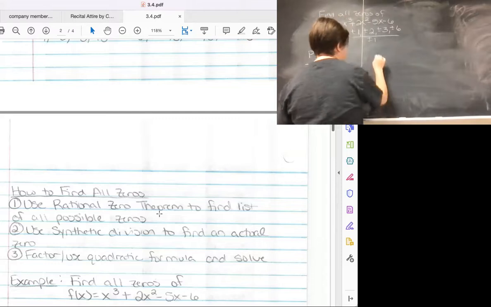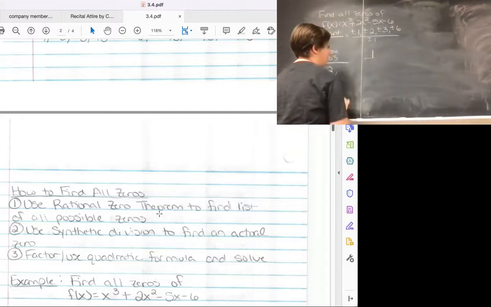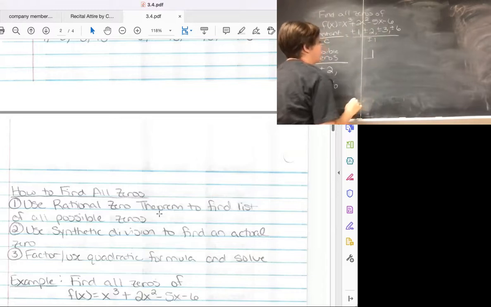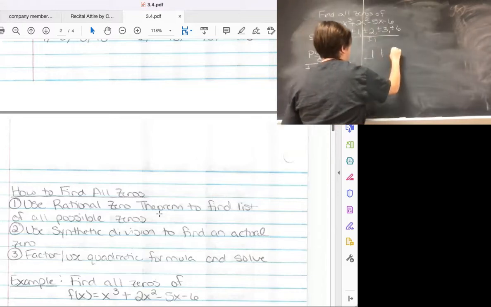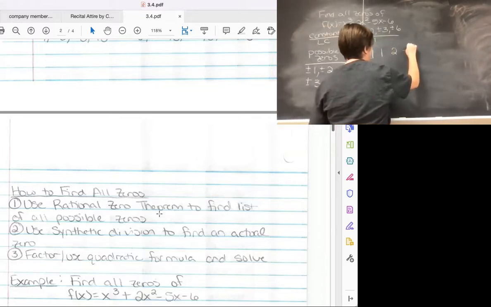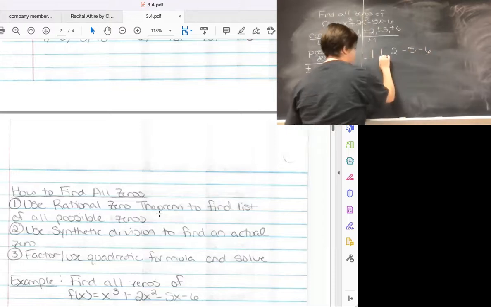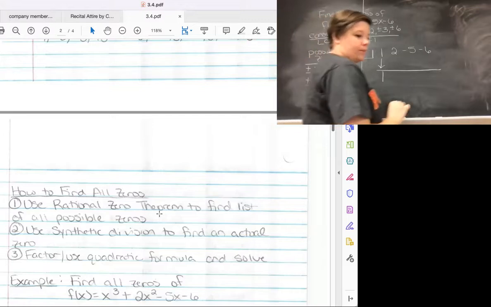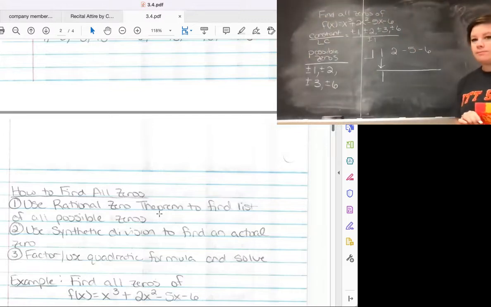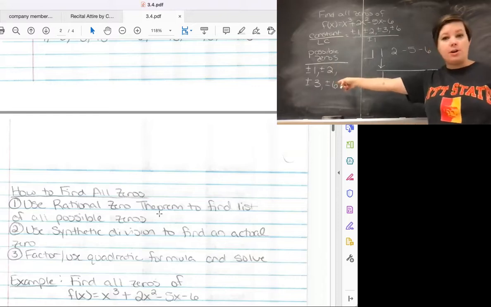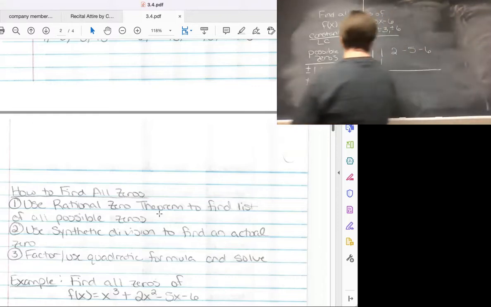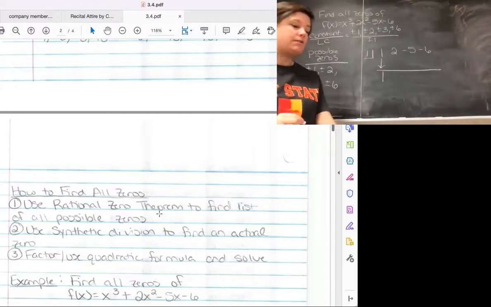So remember, synthetic division, you start it the same way. You make a box, and then I'm going to put my coefficients in descending order from my polynomial. I have a 1, a 2, a negative 5, and a negative 6. I have my arrow and my bar, and I bring down my 1. That's how I'm going to start it. Now, I have 8 options to pick from to find a possible 0. So let's start with 1. Let's see if 1 works. I'm just going to start with a positive number.